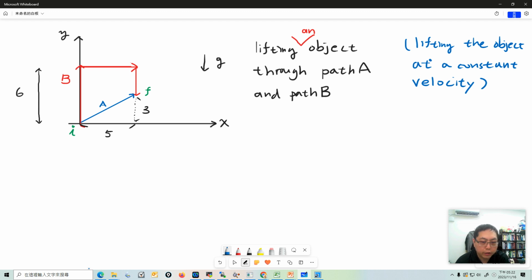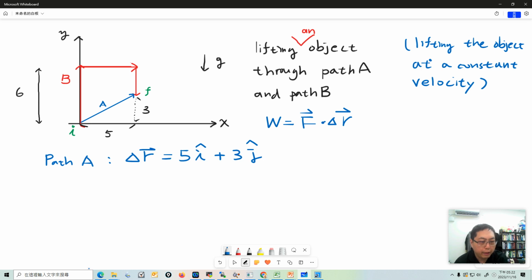So let's calculate the work. This is a two-dimensional problem, and we calculate the work by this formula. Force is a vector, because in a two-dimensional problem you have to consider vectors, and the displacement is also a vector. What's path A? Its displacement vector is 5i plus 3j.